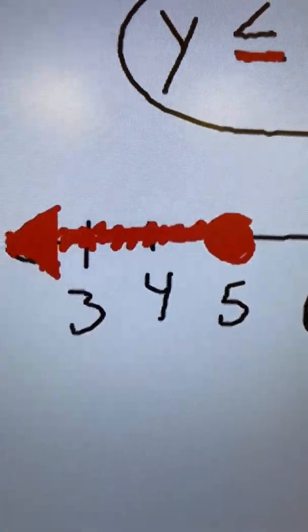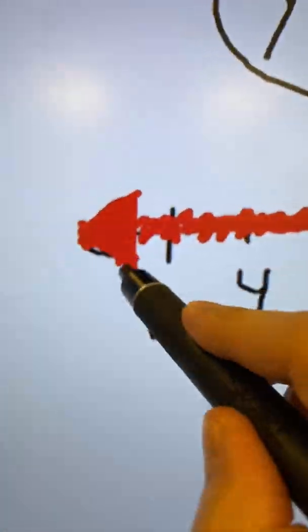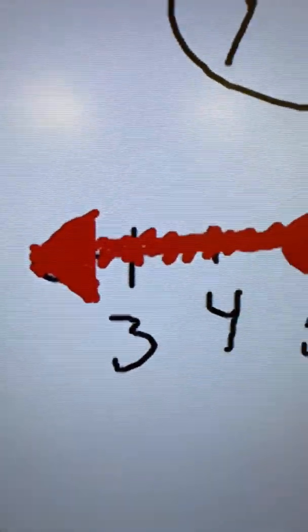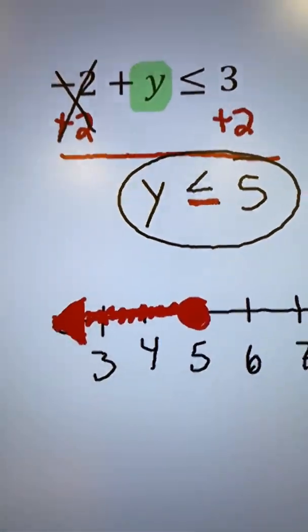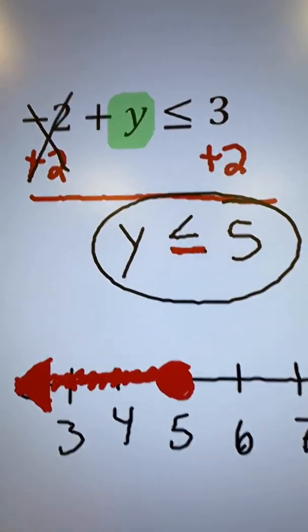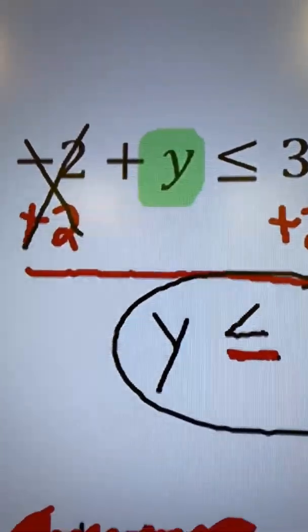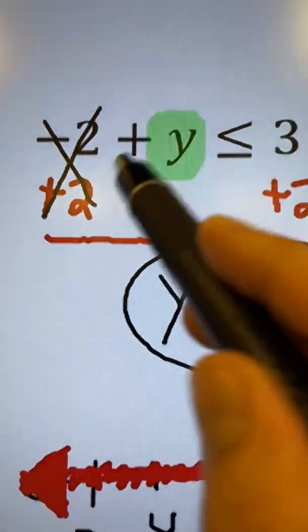So I'm just going to shade all this in like this. And that's what that means. I could pick any number. And it goes on forever. So it's not just going to stop at 3. You could go all the way into the negative numbers forever, infinitely. And that's what this solution set means. So that's all you've got to do to solve this inequality. You just got to use the addition property for the inequalities here.